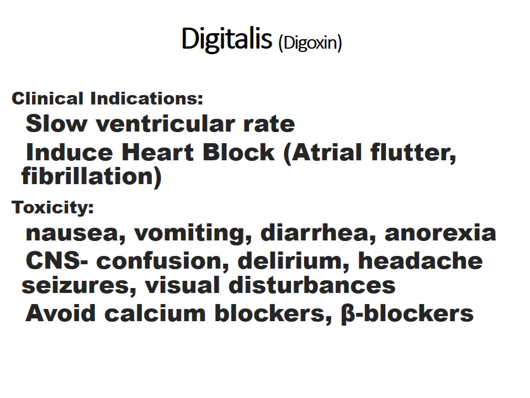As an antiarrhythmic, digoxin can be used to slow the ventricular rate and to induce a heart block, which would be useful for things like A-flutter or AFib. And we talked a lot about the CNS toxicity you can see from this, like confusion, yellowing vision, halos, things like that. Typically, because of the heart block issue, you want to avoid using it in combination with calcium channel blockers and beta blockers, unless you are carefully titrating those doses to make sure you're not going to have too big of a decrease in activity of the nodal tissue.